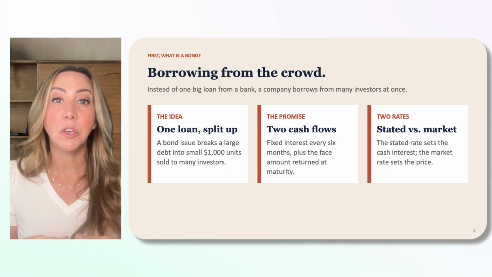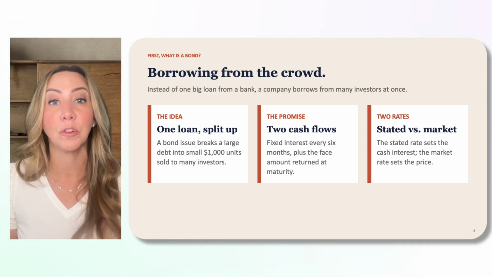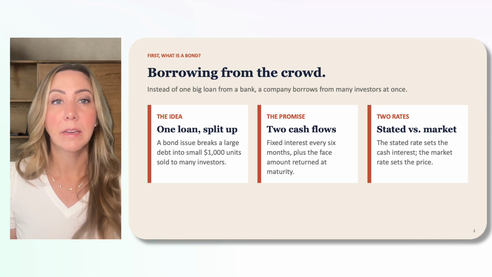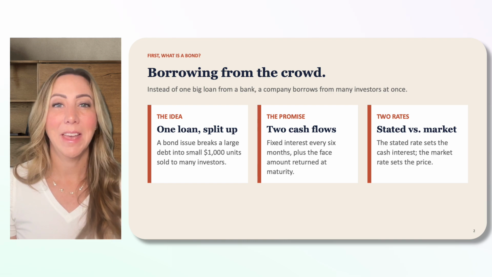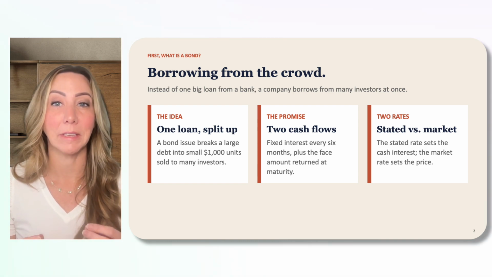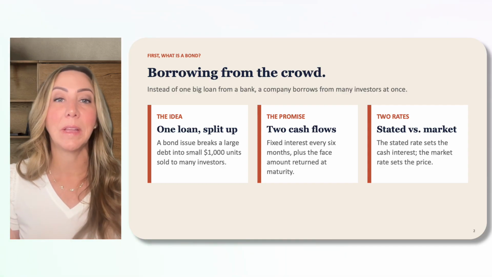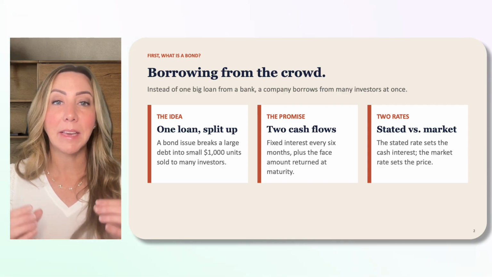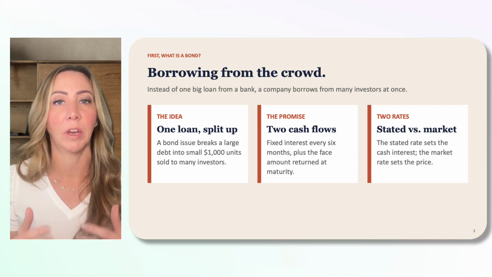If you buy one, you've lent the company $1,000, and in exchange, it promises to pay you interest every 6 months and then return your $1,000 at maturity. So a bond issue is really just one big loan chopped into bite-sized pieces that can then be sold to investors. And notice there are two different interest rates lurking here, which we'll separate in a minute, but there's the rate printed or stated in the bond contract, and then there's the rate that the market is actually demanding. Keeping those two straight is the key to this entire concept, so let's slow down and look at them.